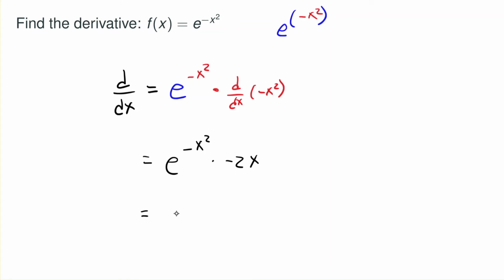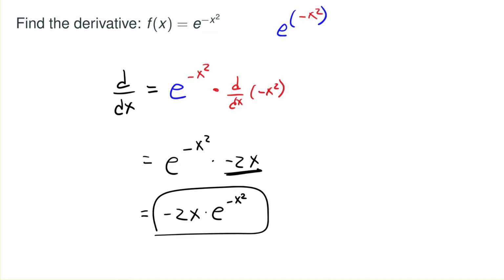But again, usually when we have something like this, we write negative 2x in the front, because we don't want to ever confuse that negative 2x is an exponent or not an exponent. It is not an exponent, right? So this is the derivative of this function.